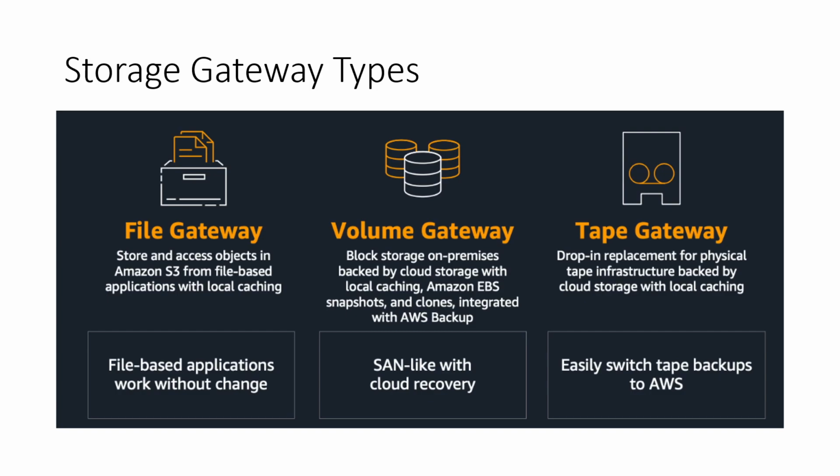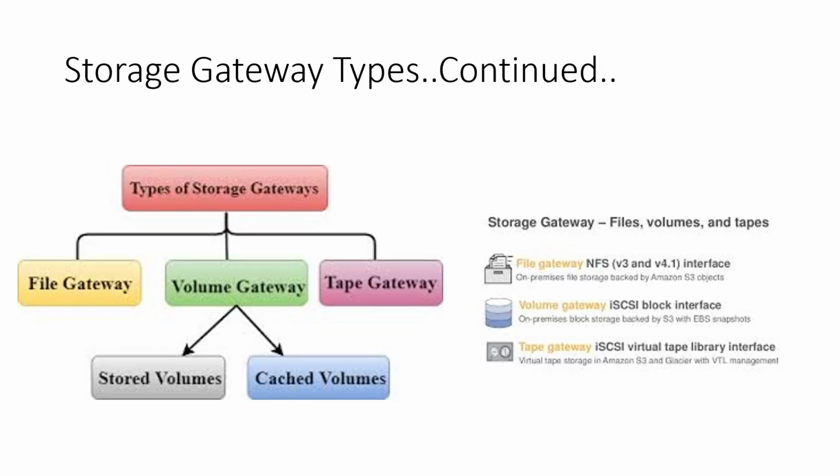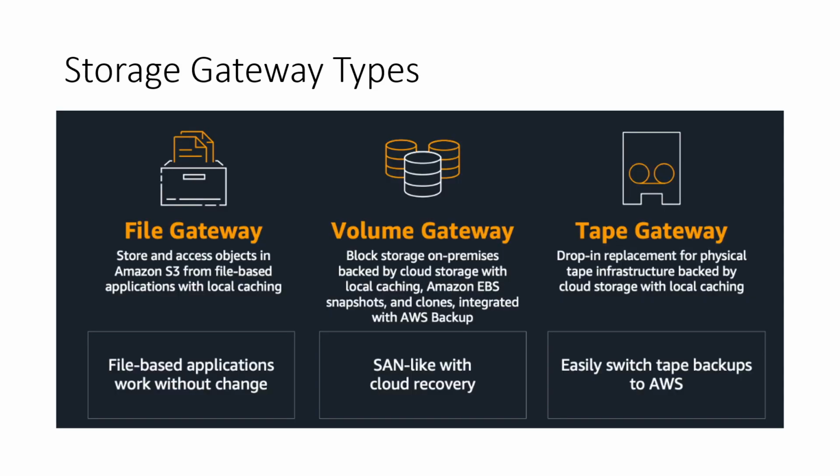Next is tape gateway. So it's like a drop-in replacement for a physical tape infrastructure backed by cloud storage with local caching. Easily switch tape backups to AWS. So earlier we used to have tape backups, like there was a tape drive on servers. You need to maintain all the backups in the tape drive and manage everything. So it's like an easy replacement to the tape backups to AWS. And these volume gateway and tape gateway are available as iSCSI devices.